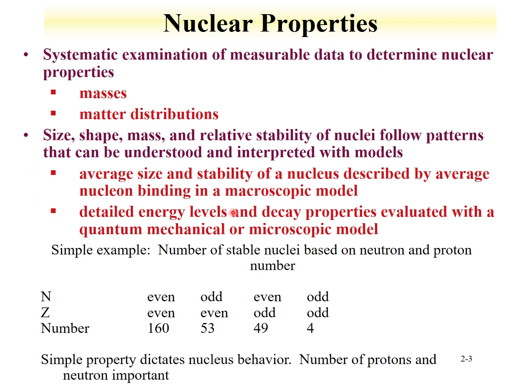So an average size and stability of a nucleus can be described by an average nucleon binding in a macroscopic model. So there will be a macroscopic model. The first models we'll talk about were very basic. We will talk about a liquid drop model. And then detailed energy levels and decay properties can be evaluated with quantum mechanics or a microscopic model. So we're going to describe how we go from a macroscopic model to a microscopic model.